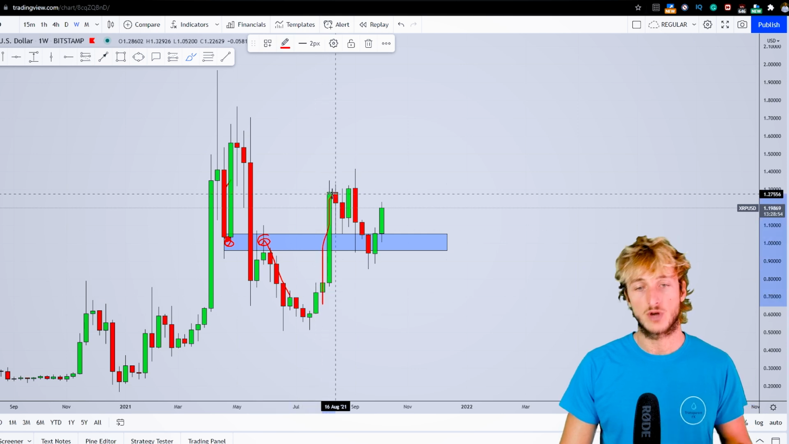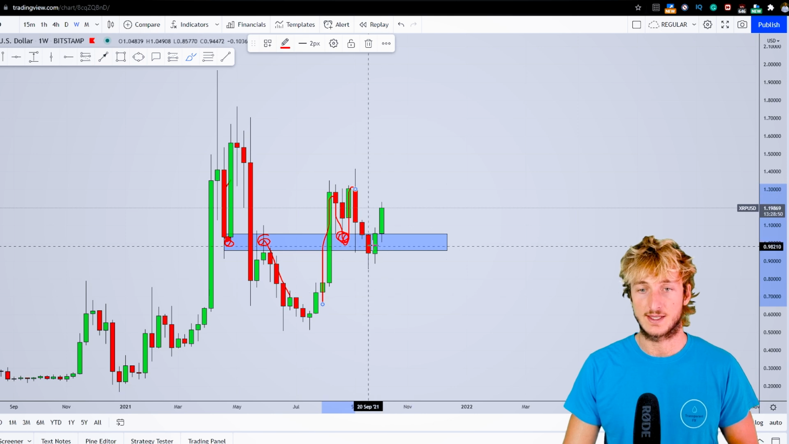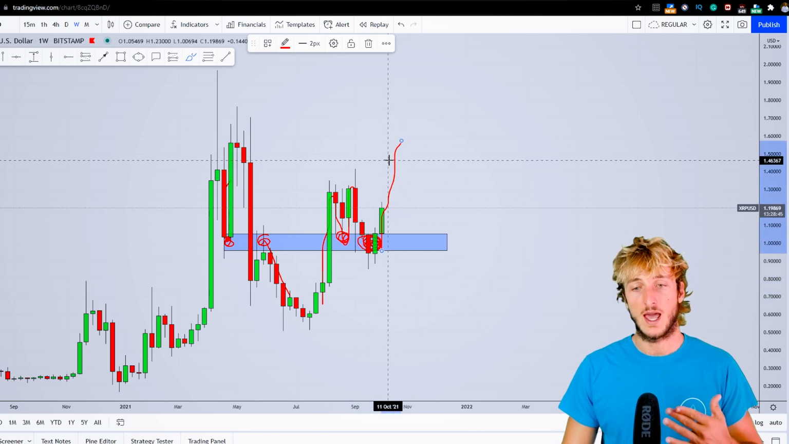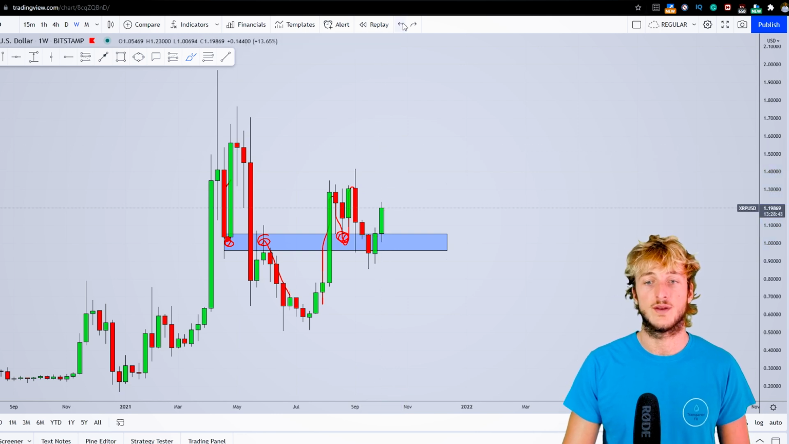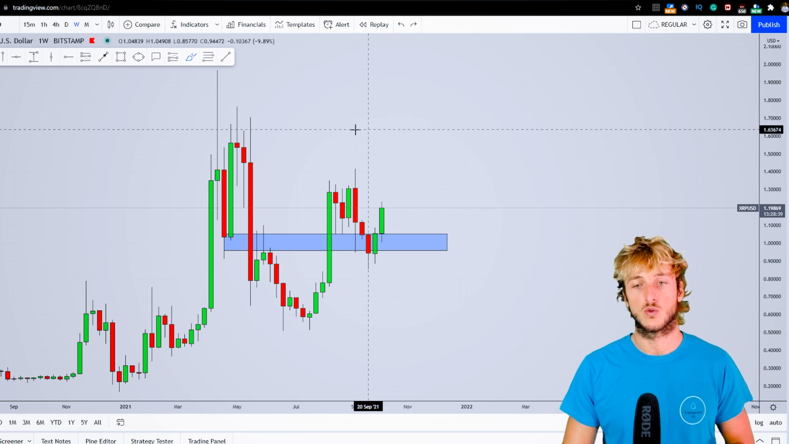We then got the break back above the zone. So at that point, it was acting again as support. The market tested and rejected its zone here. And currently, we are testing it once again. And we can expect the market to provide more continuation to the upside. So here on the weekly, everything seems quite bullish.